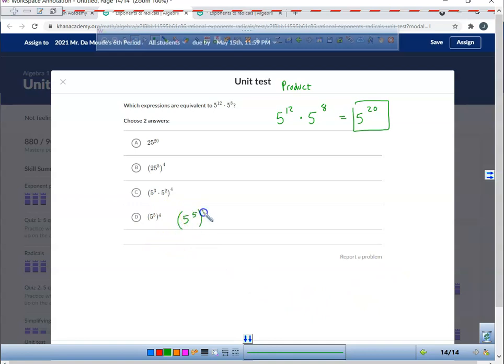5 to the power of 5 to the power of 4. This is called the power property, where I'm allowed to multiply them together. So that's 5 to the power of 20. So that's going to be one of my answers.